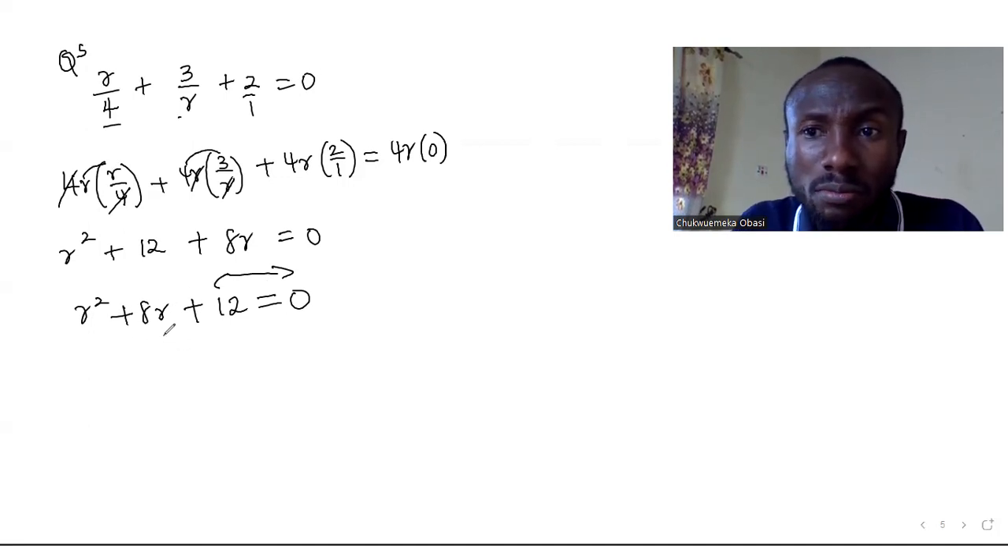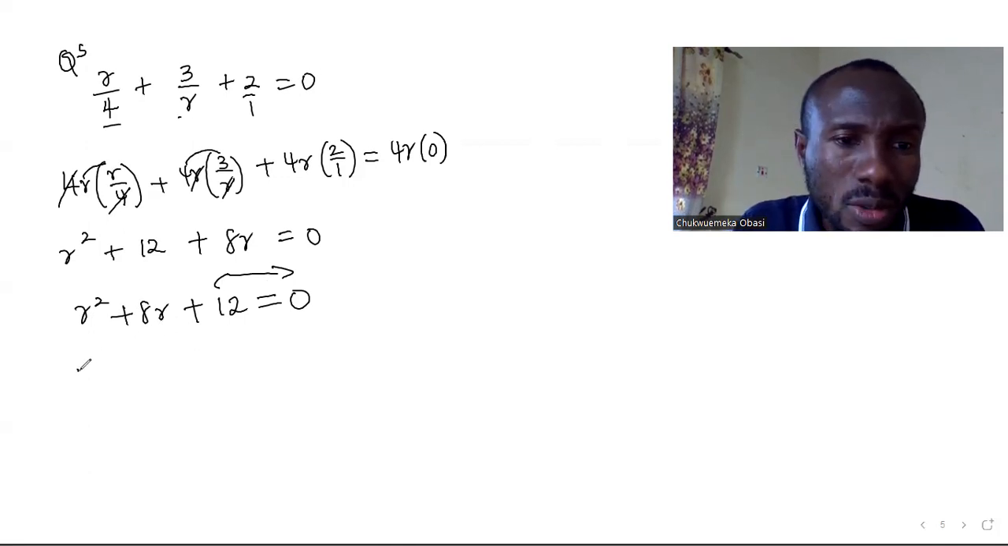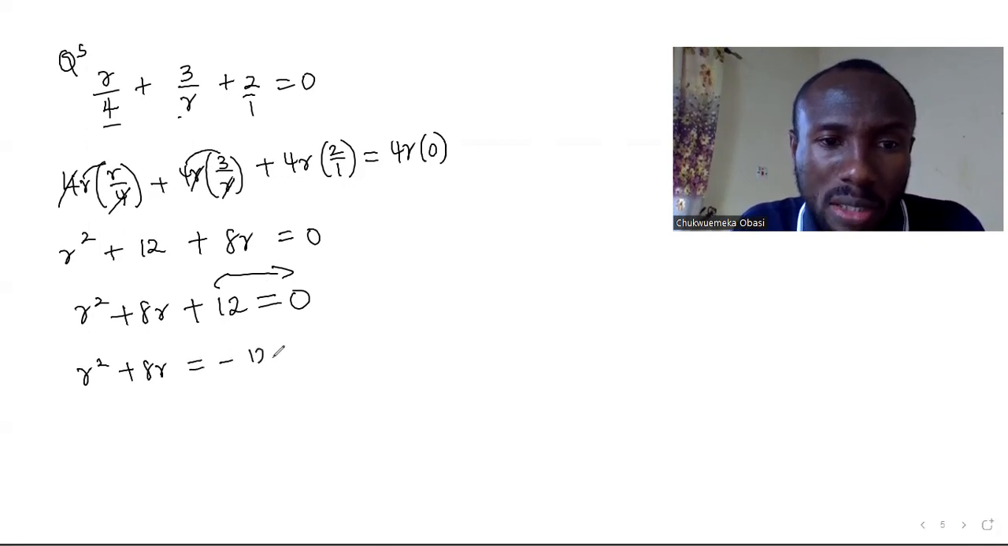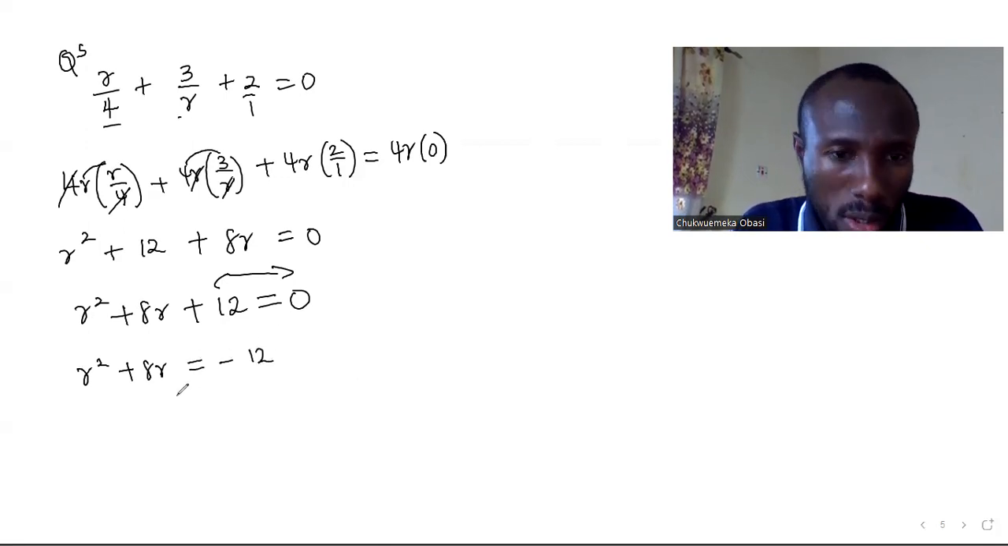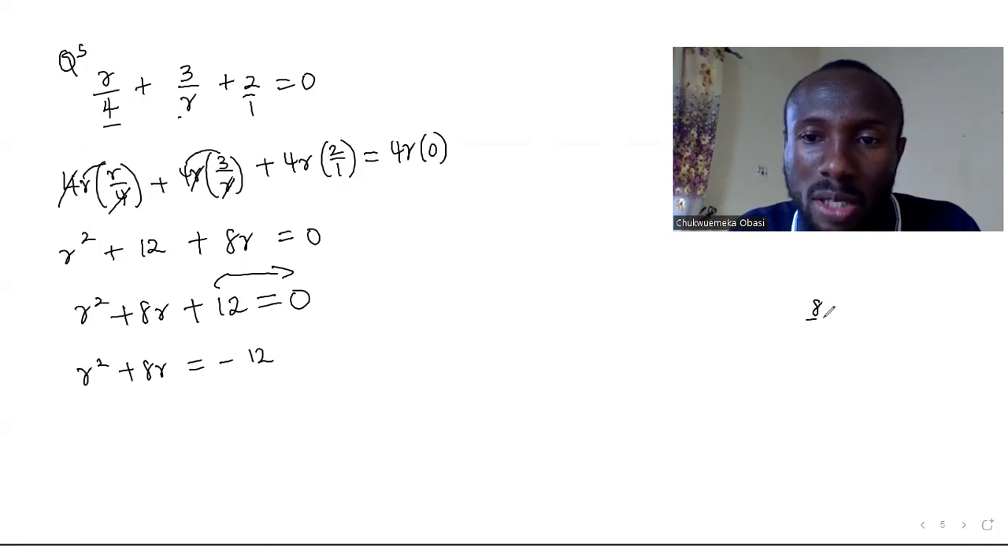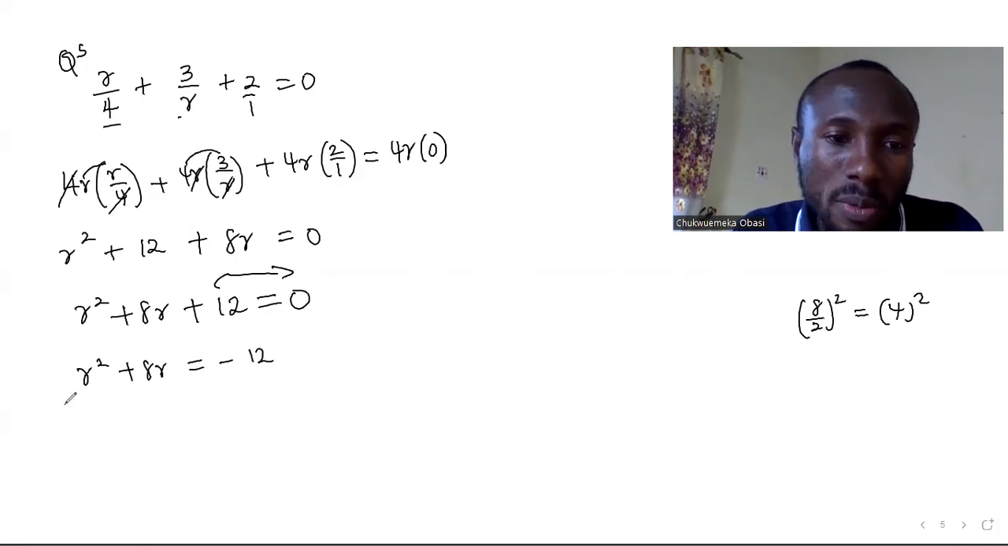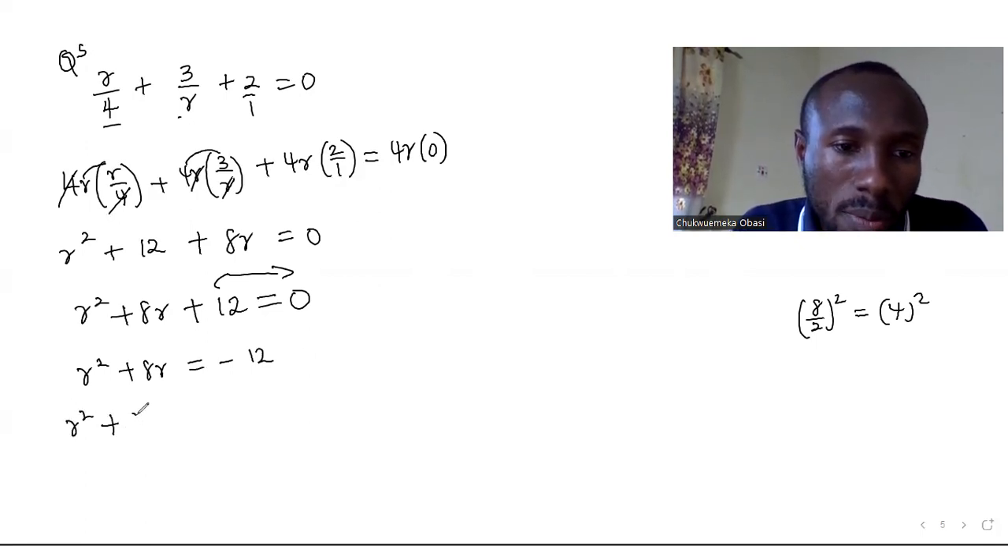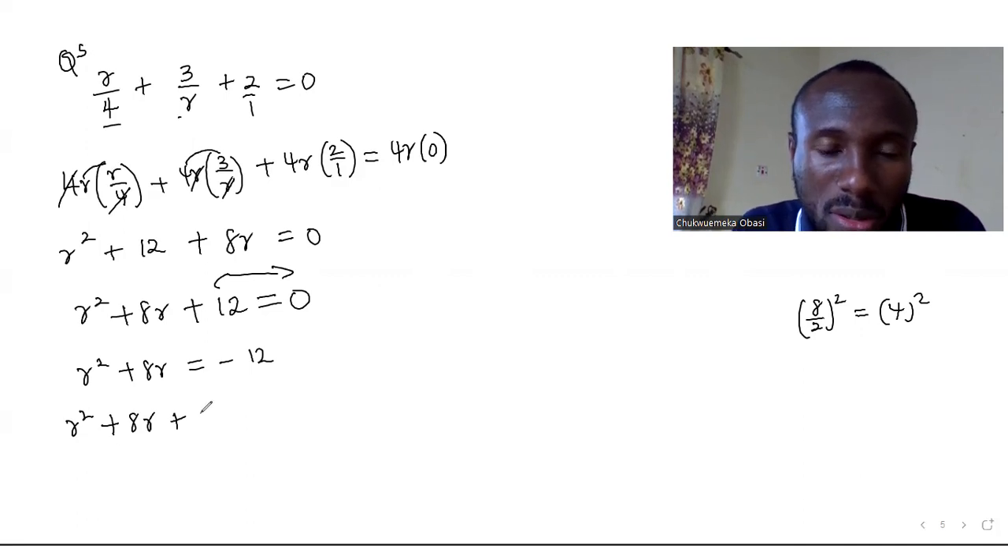Do you want me to do this one? All right, let's do this one. So r squared plus 8r equal to minus 12, right? Taking this guy to this side is minus 12. And now we pick the coefficient of r, we divide it by 2 and you square it. So the coefficient of r is 8. When you divide it by 2 and square it, you have 4 squared. Right? So you add it to everybody, you have r squared plus 8r plus 4 squared, right? Equal to minus 12 plus 4 squared.